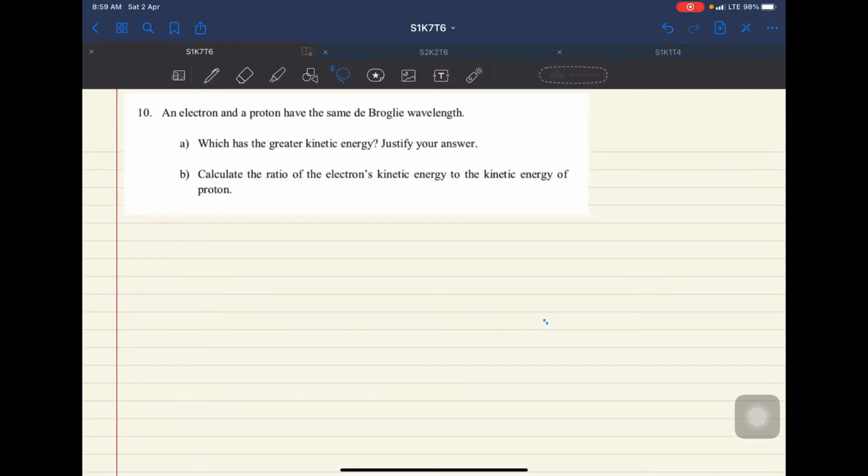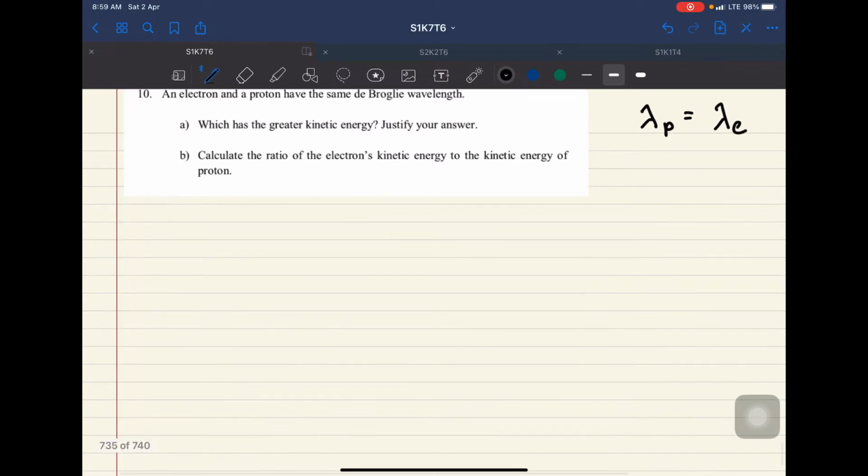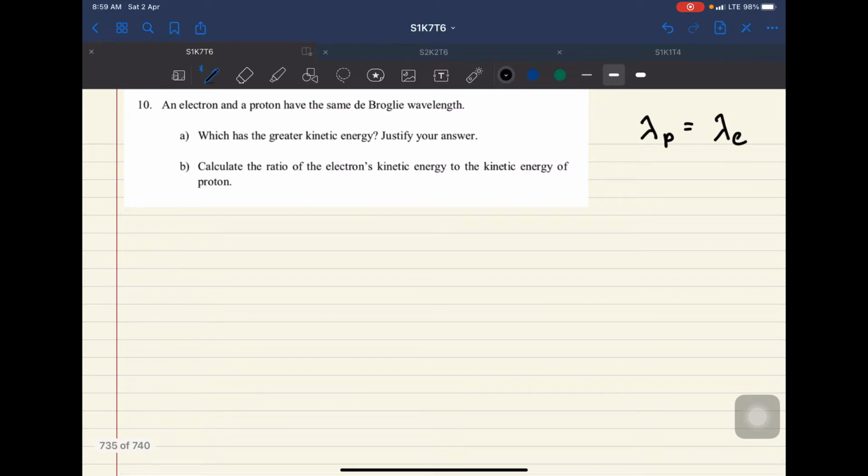For question 10a, an electron and proton have the same de Broglie wavelength. So that one is a statement. So you can say that lambda proton equals lambda electron. And then the question wanted to find which one has the greater kinetic energy, and they asked you to show or justify your answer. So from the equation of lambda, this one is given inside the formula sheet. Lambda equals h over square root of 2 meV.